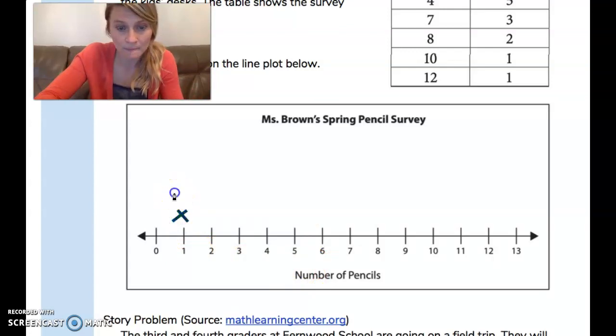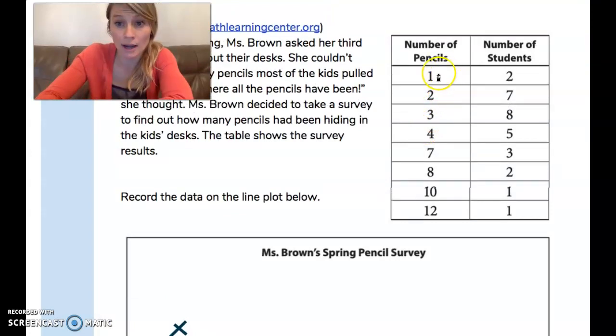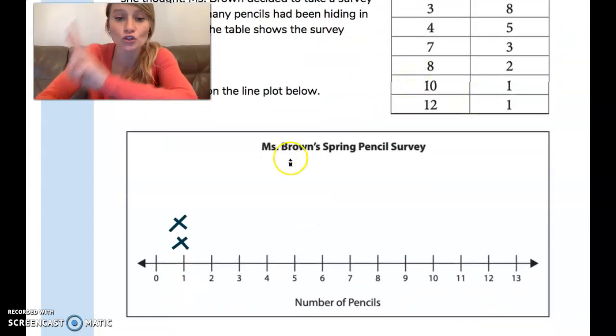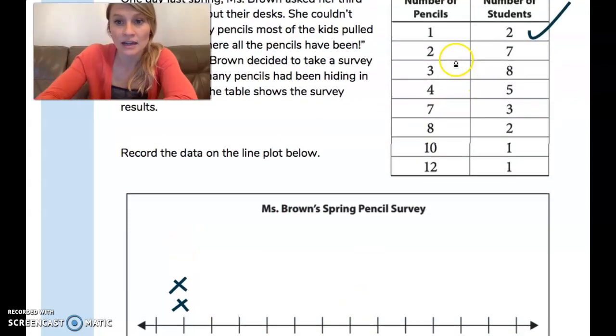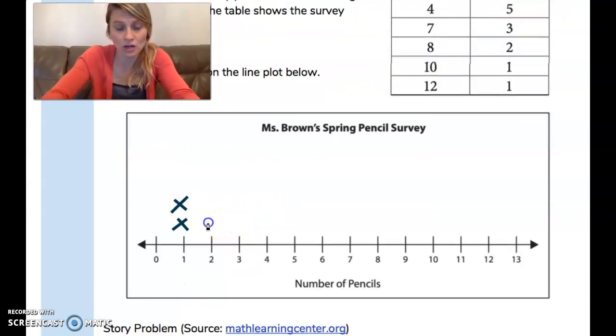1, 2. There were 2 students who lost 1 pencil. Do you get that? The X's stand for students. There were 2 students who lost 1 pencil. Now, there were 7 students who lost 2 pencils. So now we have 7 students who lost 2 pencils. So I got to make 7 X's.